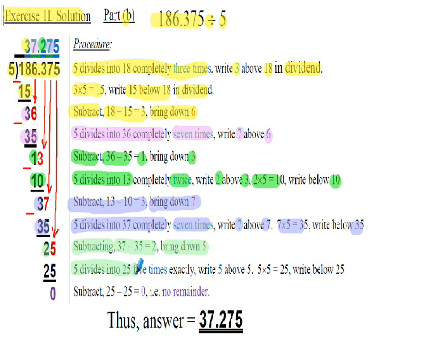Five divides into 25 5 times exactly, so we write 5 above the 5 in the dividend, shown here. 5 multiplied by 5 is 25, so we write that below here. And again, we subtract the values. So subtracting the values leaves us with 0, so again we've got no remainder. So the answer to the problem here of 186.375 divided by 5 is 37.275 exactly. Notice how the decimal place is positioned in the calculation above.